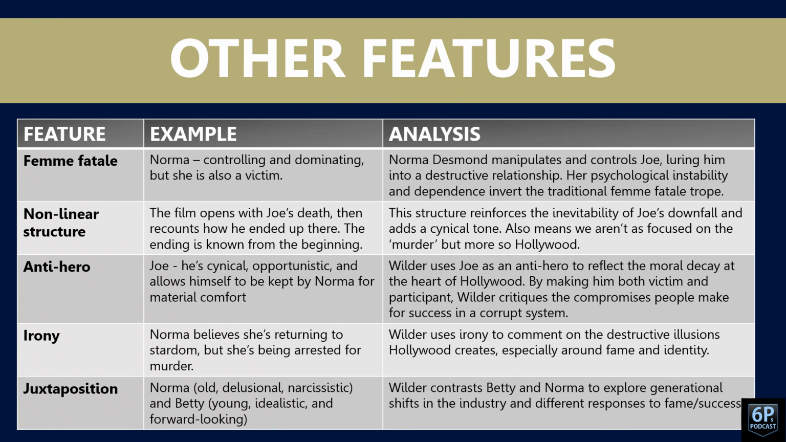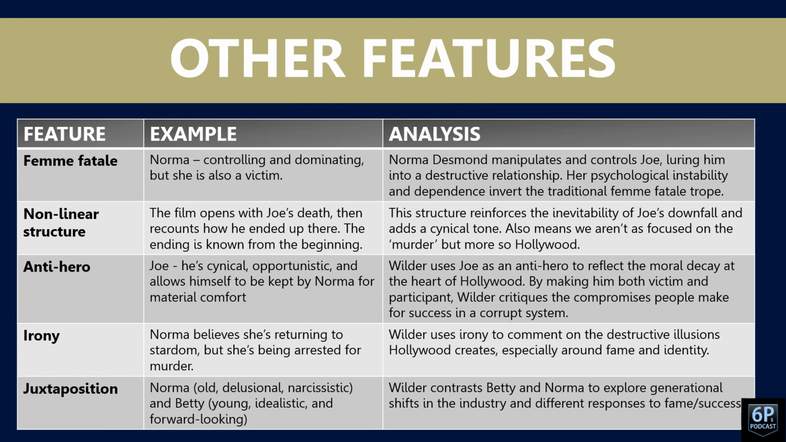We've got some irony. Norma believes she's returning to stardom, but really she's being arrested for murder. And again, Wilder uses irony to comment on the destructive illusions that Hollywood creates. And that whole last scene with all the cameras being there and Max almost acting as a director, there's lots of irony there in terms of how Norma can become famous again, or could say become infamous.